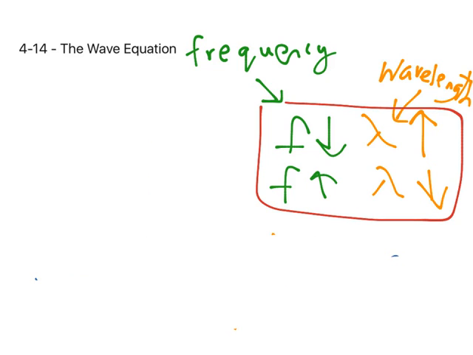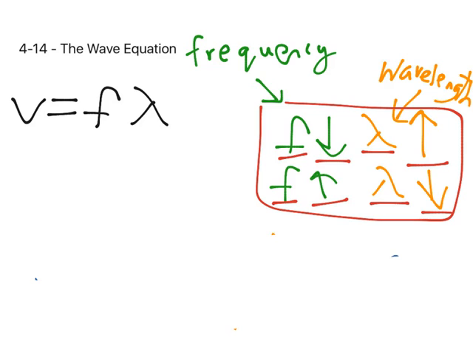To summarize, as frequency decreases, wavelength increases. As frequency increases, wavelength decreases. In fact, when one gets bigger, the other gets smaller. And when you multiply them, you get the same number. When you multiply them, you get velocity. That's the wave equation.